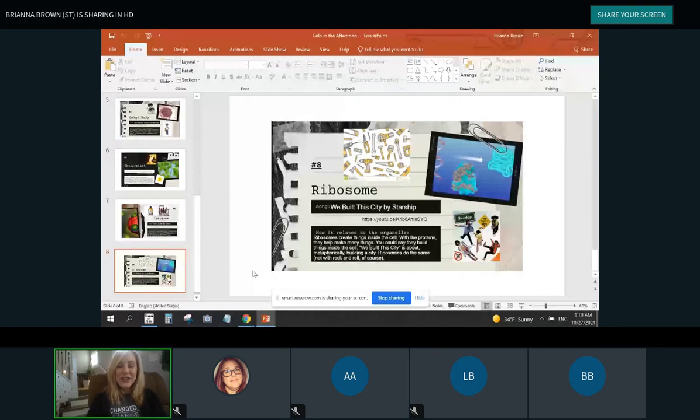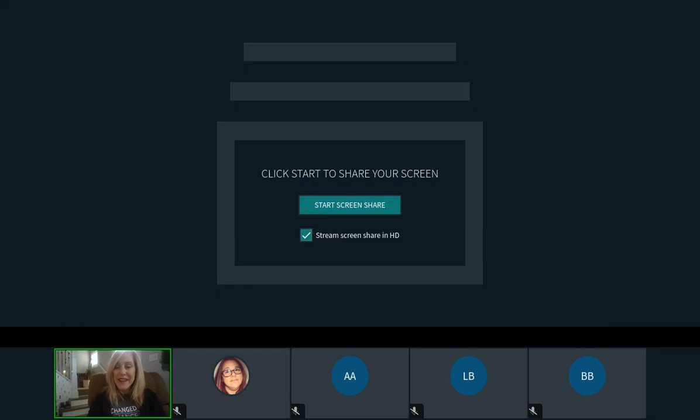I love it so much. Everybody give her so much love. Wasn't that so good? I can't even pick a favorite, but I built this city too. That is seriously perfect, because ribosomes really do build everything in the cell.